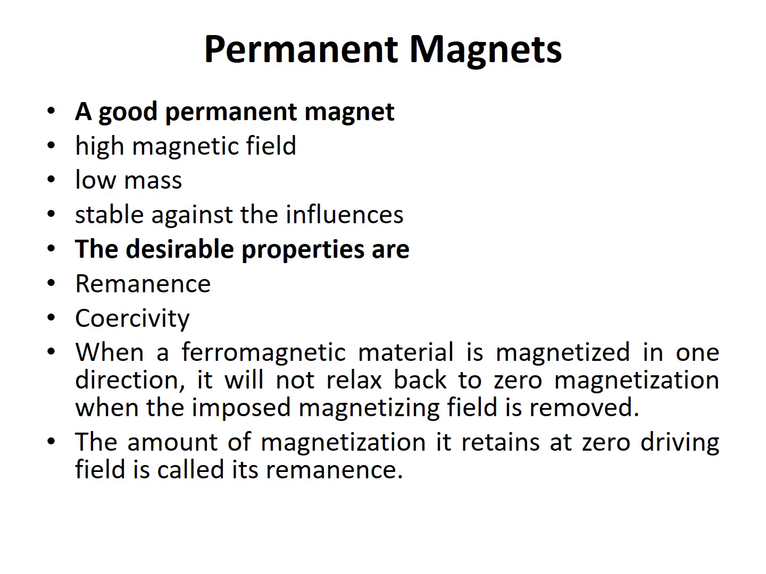A good permanent magnet should produce a high magnetic field, having low mass, and should be stable against the influences which would demagnetize it. The desirable properties of such magnets are typically stated in terms of remanence and coercivity of magnets. When a ferromagnetic material is magnetized in one direction, it will not relax back to zero magnetization when the imposed magnetic field is removed. The amount of magnetization it retains at zero driving field is called its remanence.